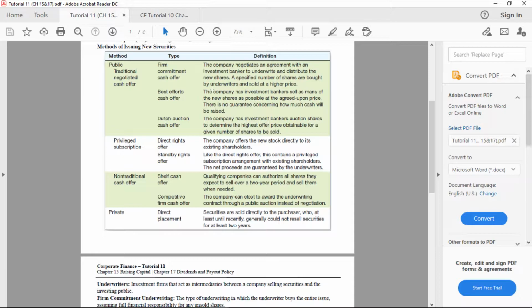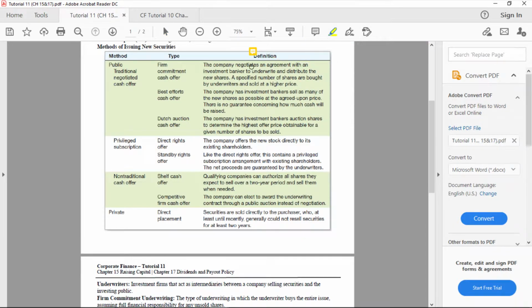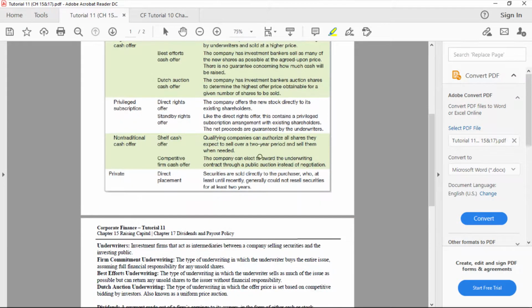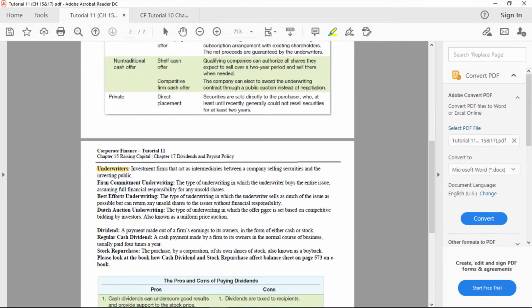So you may notice there are new terms for you to acknowledge. The term is underwriters. Underwrite. What is underwrite? Basically, underwriters are investment firms that act as intermediaries between a company selling securities and the investing public.